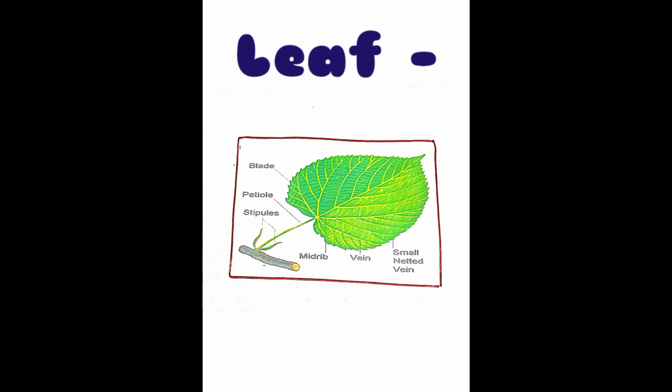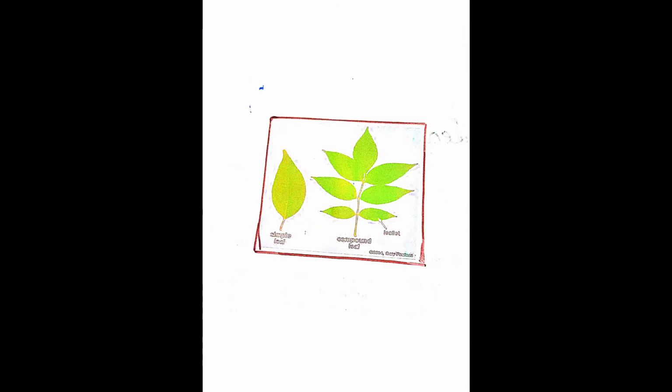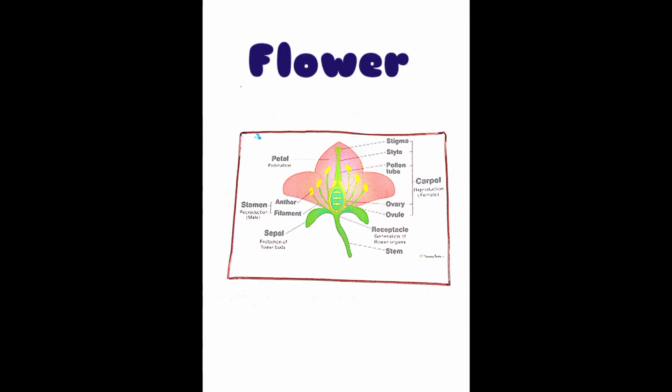Then comes the leaf. Therefore the three main parts of the leaf are petiole, leaf base and the leaf blade. Therefore leaf is considered as another important part of the plant. There are many types of the leaf, but here we will discuss only simple and the compound leaf. Then comes the functions of the leaf. Functions of the leaf involve photosynthesis, which involves the preparation of the food, and then the transpiration.